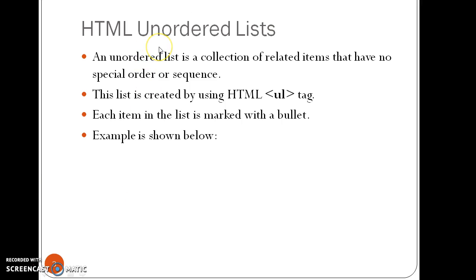Now let us see in detail how to write unordered list. An unordered list is a collection of related items that have no special order or sequence. This list is created in HTML by using the UL tag. UL means unordered list. Each item in the list is marked with a bullet.